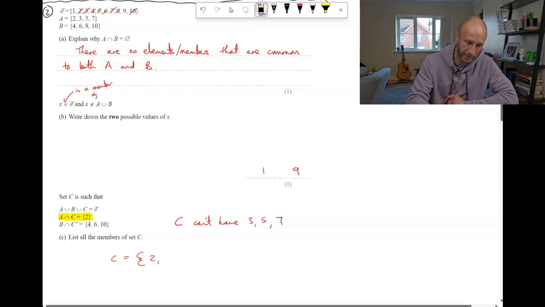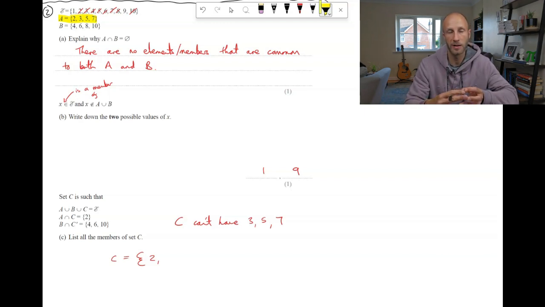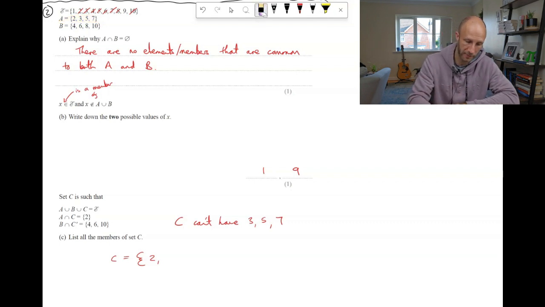Because A has 2, 3, 5, and 7 in, if the intersection doesn't have 3, 5, and 7 in, then C can't have those 3 numbers in. If the intersection only has 2, it's the only common element to A and C. 2 is the only element that is common to both sets, and 2 therefore is in C.